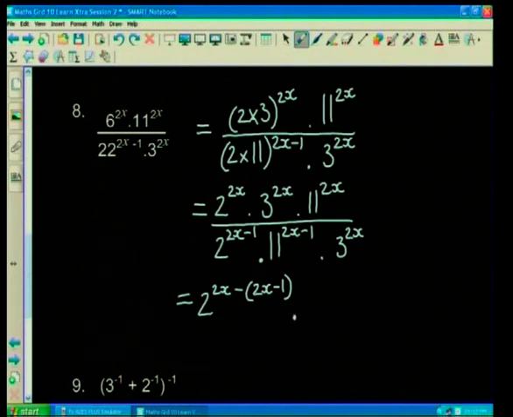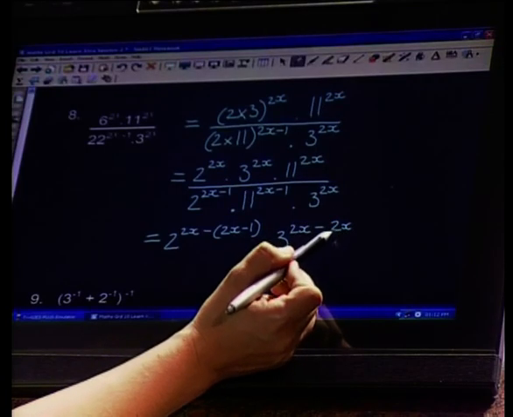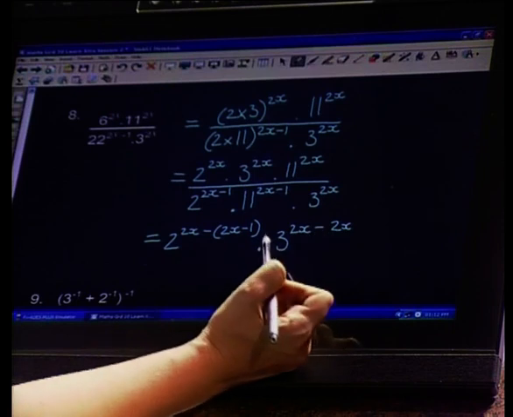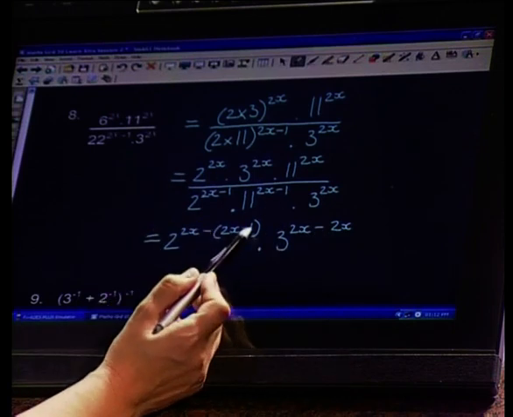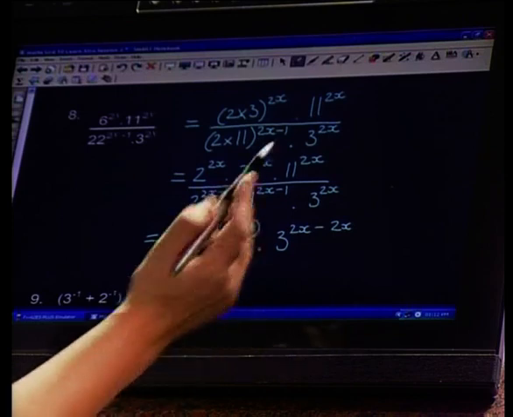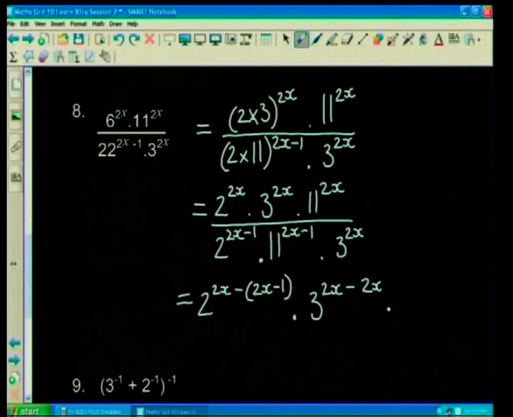Then I have 3 to the power of 2x minus 2x from the bottom. And you'll notice I haven't put brackets around it, but it is a good idea if you're feeling unconfident to keep them around. I put brackets around the first one because there are two terms. And the last term, or the last number, is going to be 11 to the power of 2x minus, and I'm using brackets because there are two terms, 2x minus 1. Let's multiply that out and simplify it.